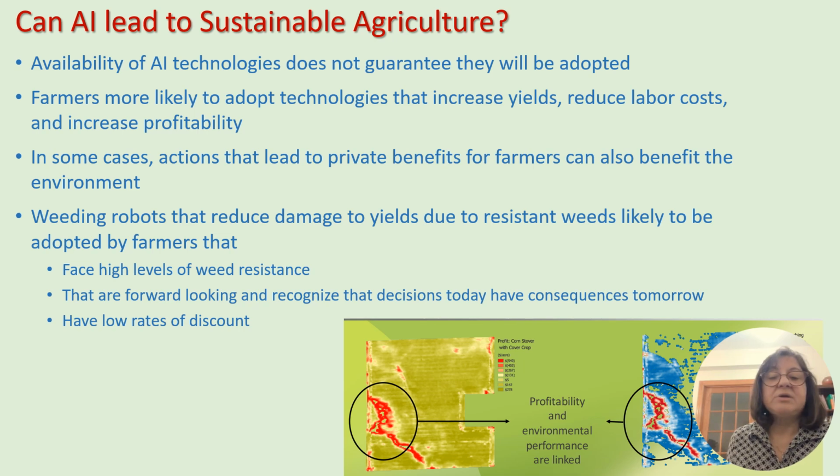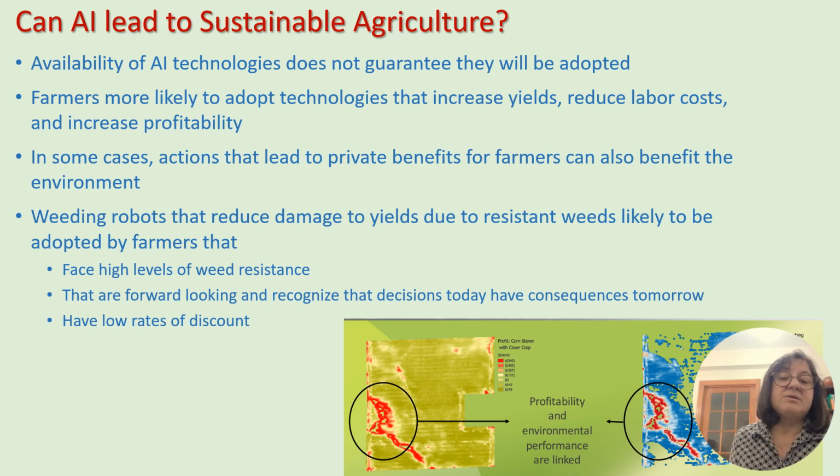Farmers are more likely to adopt technologies that increase yield, reduce labor costs, and increase profitability and provide private returns. But in some cases, actions that lead to private benefits can also benefit the environment. An example might be weeding robots that can increase yield and reduce labor costs and benefit the environment by reducing herbicide resistance and chemical pollution.